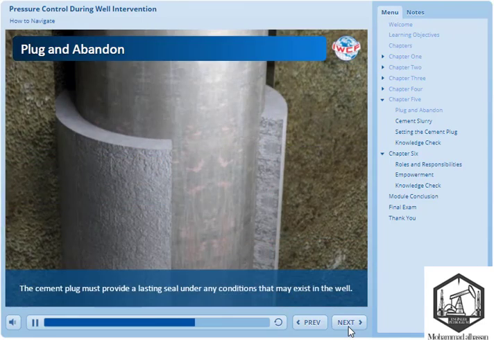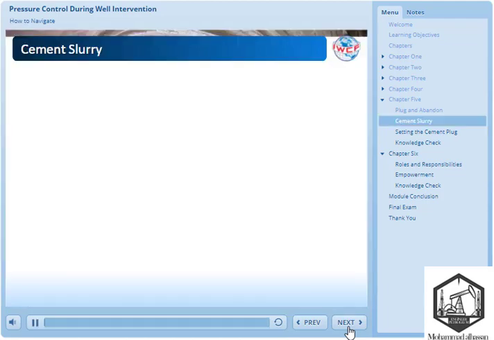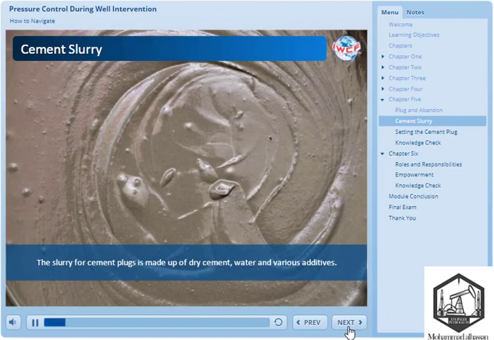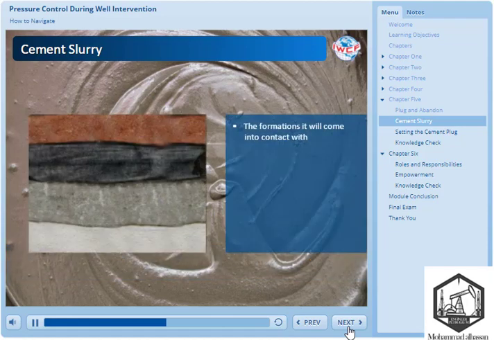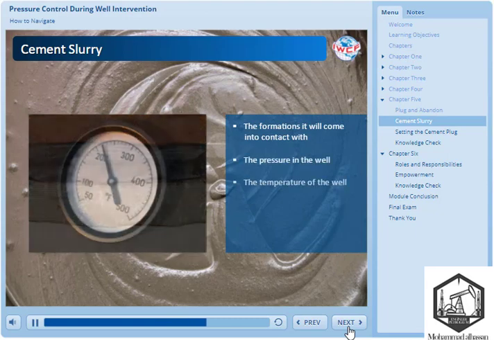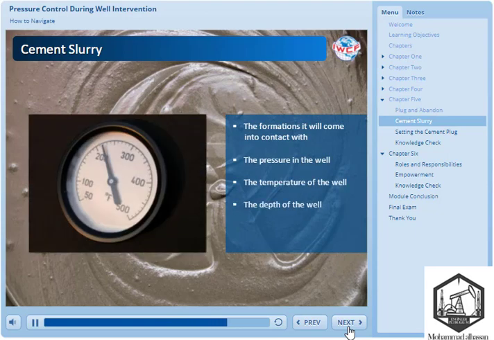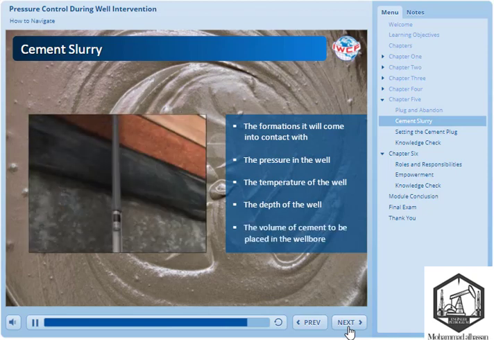The cement plug must provide a lasting seal under any conditions that may exist in the well for an indefinite period of time. The slurry for cement plugs is made up of dry cement, water, and various additives to give a recipe that ensures that the plug does the job it is designed for. The recipe has to take into account the formations it will come into contact with, the pressure in the well, the temperature of the well, the depth of the well, and the volume of cement to be placed in the wellbore.